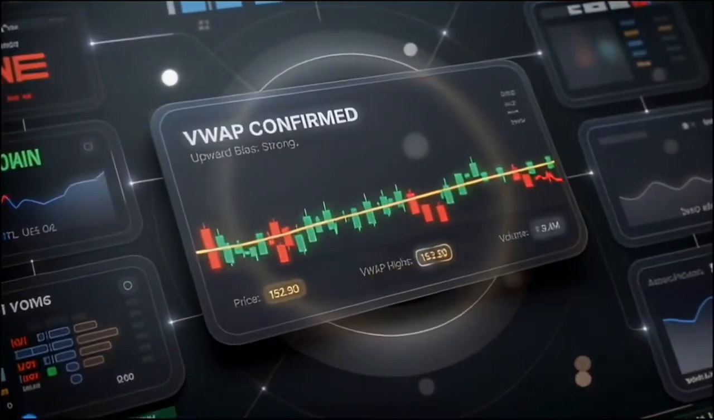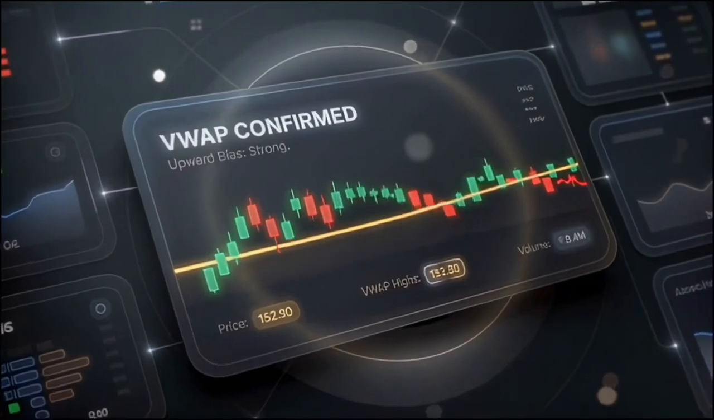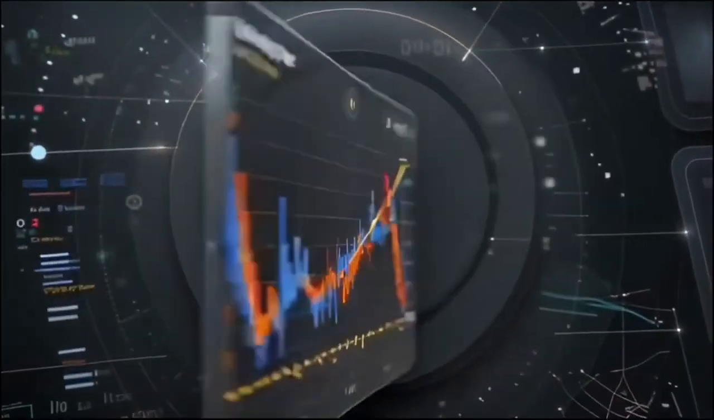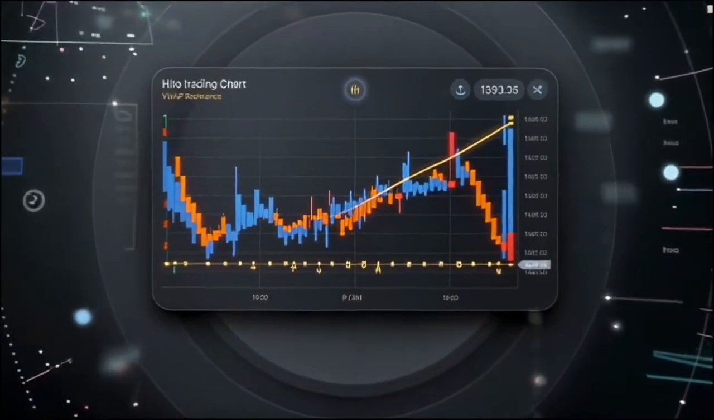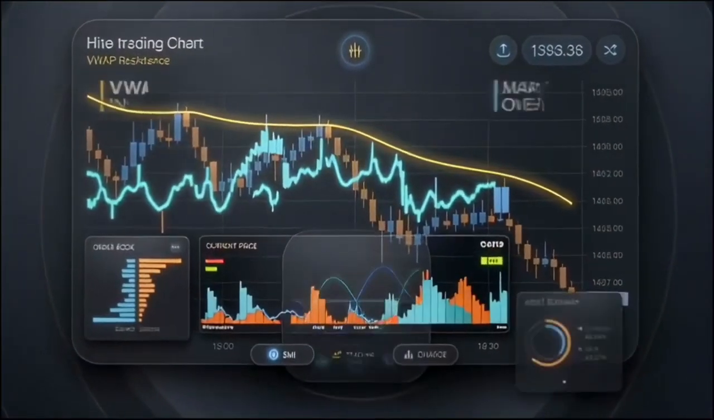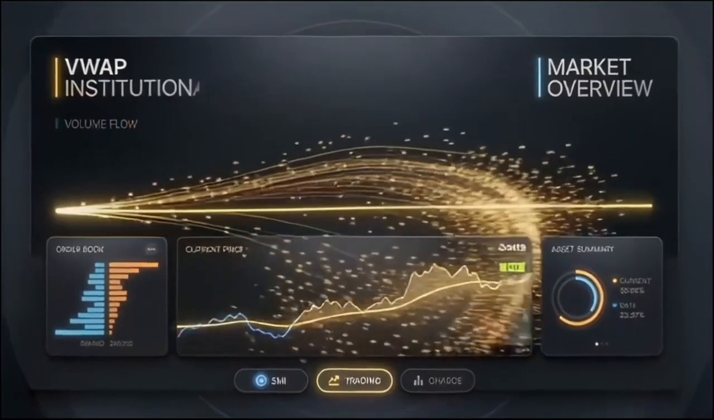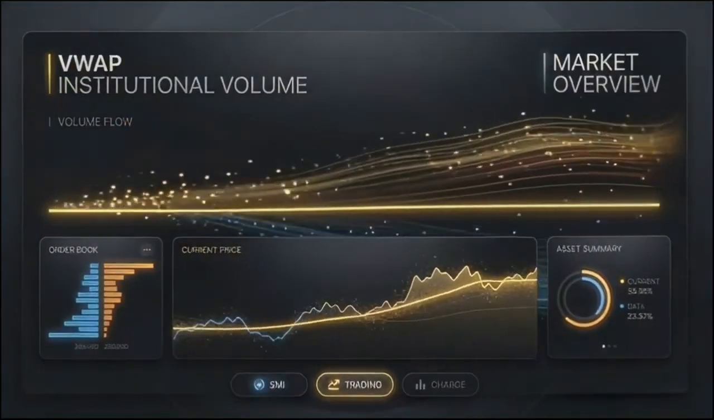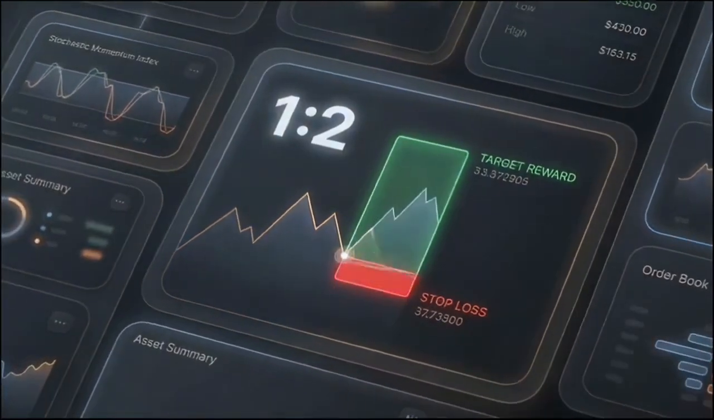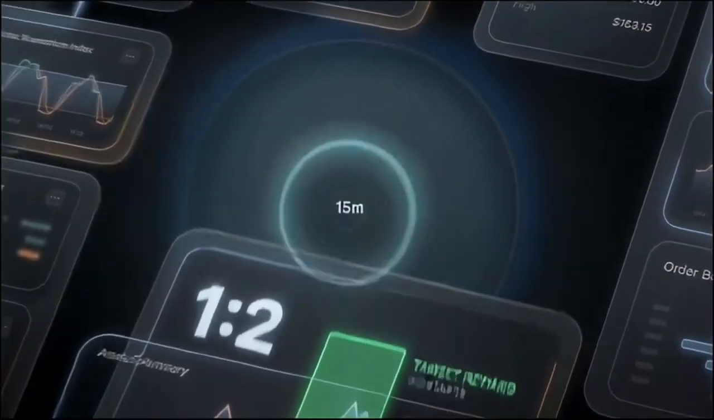The pairing is the volume-weighted average price. Only take longs when price is reclaiming or holding above the volume-weighted average price, and shorts when price is rejecting or holding below it. The oscillator times the entry. The volume-weighted average price tells you which side of the market the real money is on. Stop goes below the low that produced the oversold reading. Target 2 to 1 minimum.